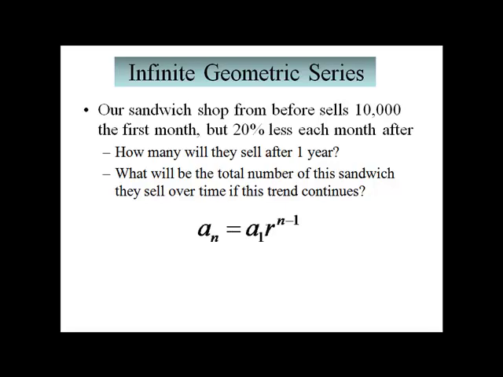Now we know to do any individual term in a geometric sequence, we can use the following formula. Now if we wanted to find any particular month for this scenario, we could do 10,000. Our common ratio now is 0.8 because remember it's decreasing by 20%. That means 80% is left, to the n minus 1. Now we're not looking for any given month. We're looking for the sum of the first 12 months.